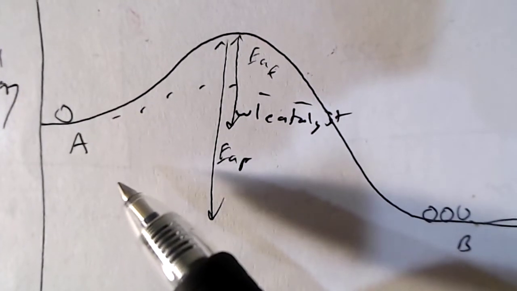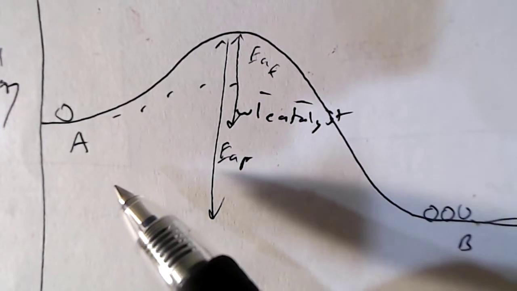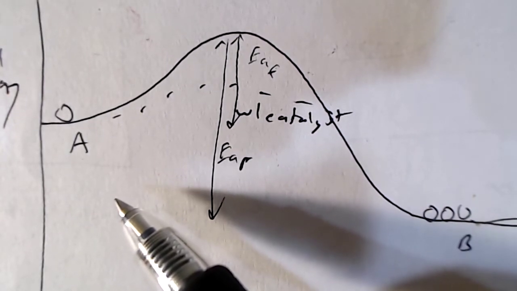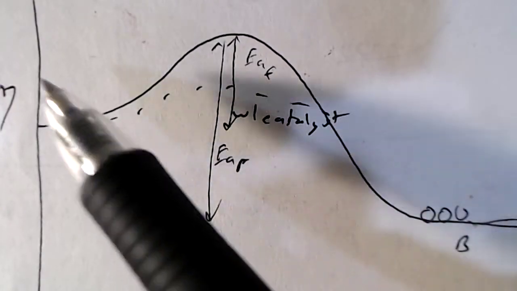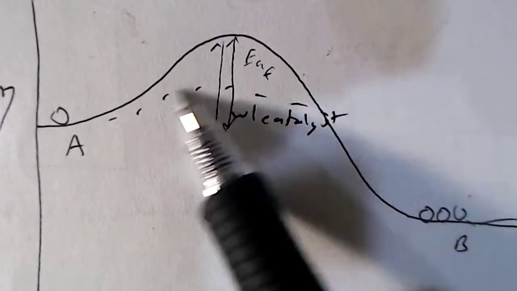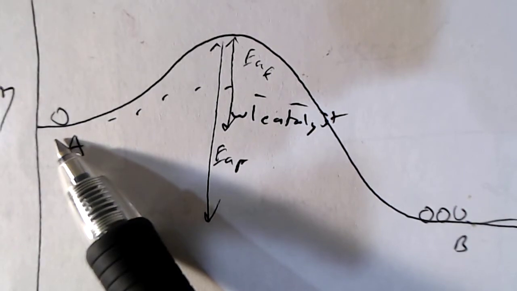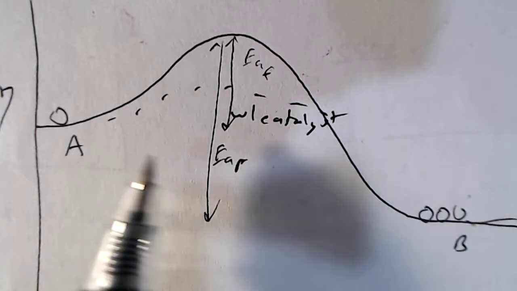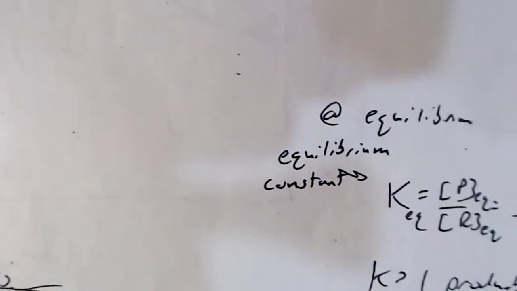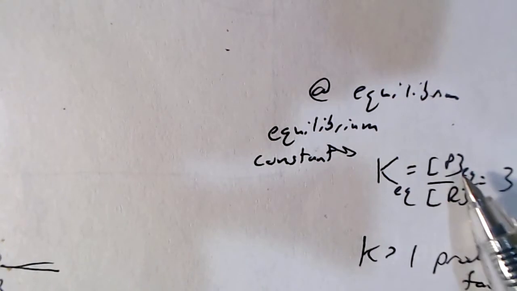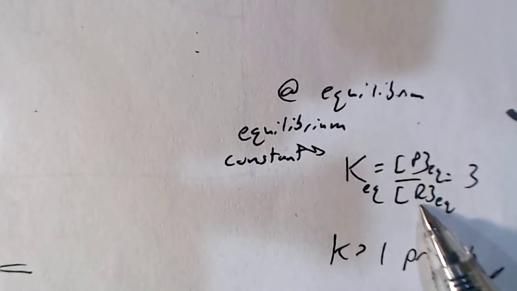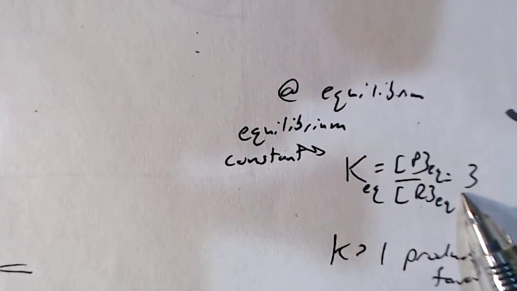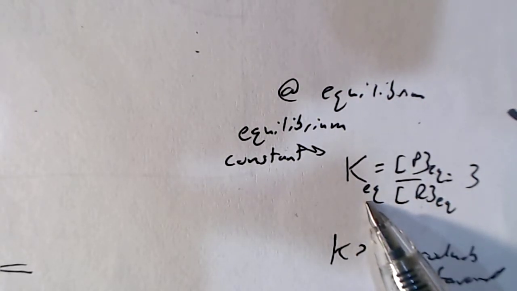And so if we discount any orientation factors or entropy issues, which we'll learn about later, then we might assume that we might get more B than A after equilibrium is established. And so we get this ratio of 3 B's to 1 A. When equilibrium is established, the amount of product over the amount of reactant in concentrations is equal to 3 in this case. That is the equilibrium constant.